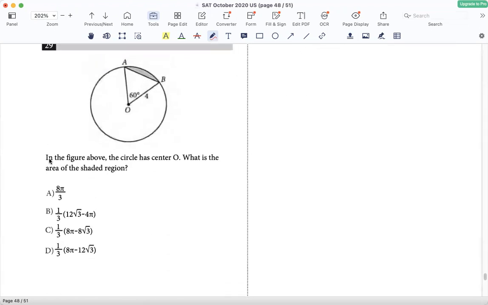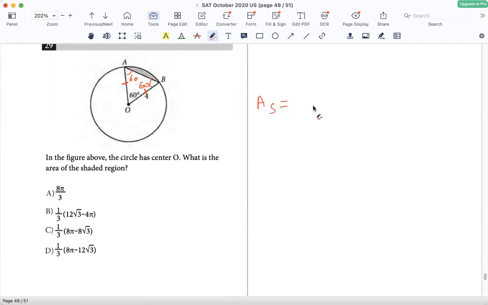In the figure above, circle has center O. What is the area of the shaded region? Okay, if this is 60 and these two are both radius, then this is also 60 and 60. It becomes an equilateral triangle.